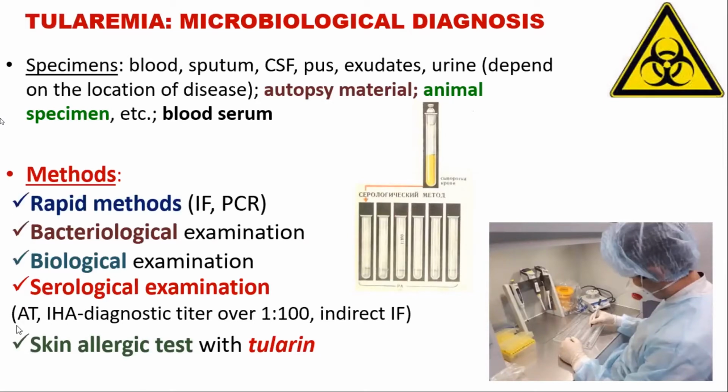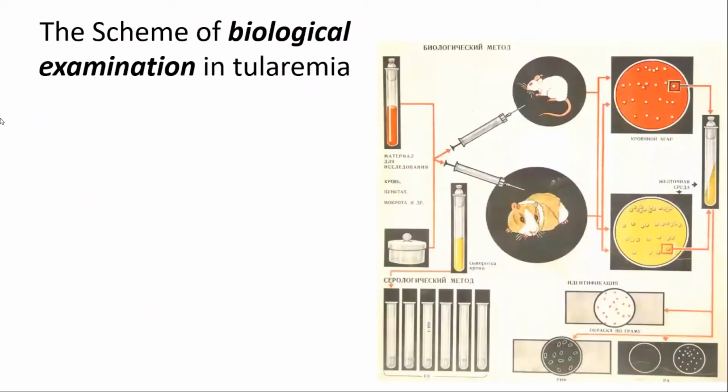As for tests used for serological examination, we can mention the agglutination test, the indirect agglutination test with a diagnostic titer of 1 to 100, and the indirect immunofluorescence test, which is a very sensitive test used for making diagnosis. Here's a scheme of diagnosis. Patient serum is taken. It is twofold diluted, and the diagnostic titer is mentioned in the scheme. And today we'll put down the result of the test in the protocol a bit later.